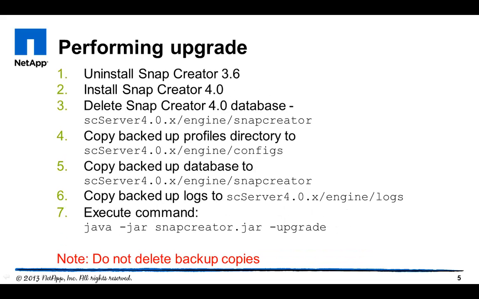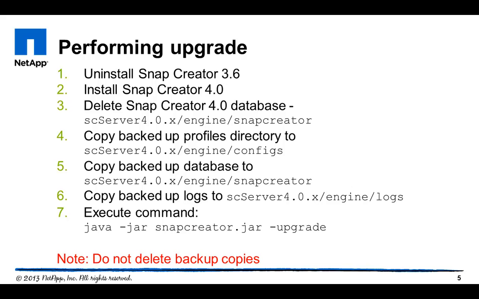To perform your upgrade, you're going to uninstall Snap Creator 3.6 and install Snap Creator 4.0. If you plan to run Snap Creator as a service, be sure that you do select to start the Snap Creator server as a service. Otherwise, that service will not be automatically installed for you. If that is indeed the case, you will also need to stop Snap Creator after the installation.